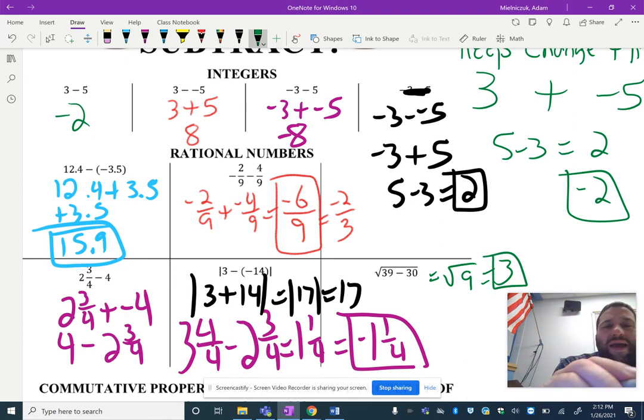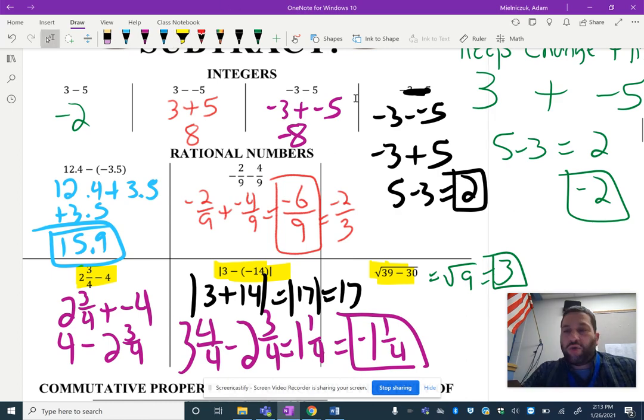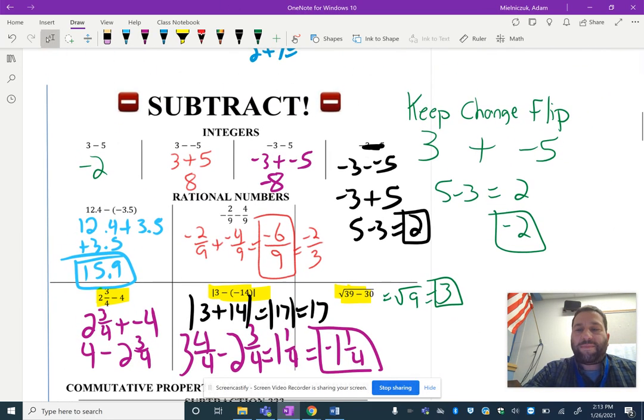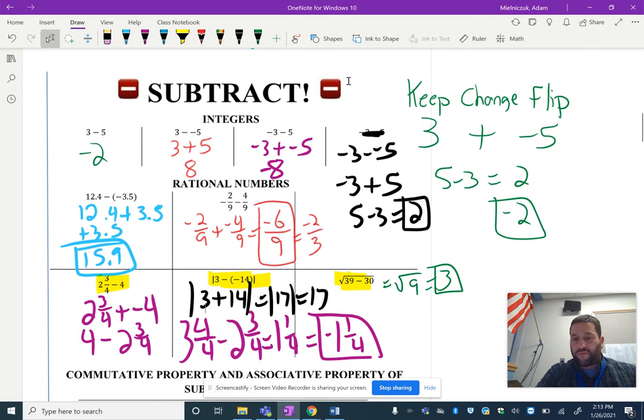So looking back, maybe this one we shouldn't have done yet, and actually these last 3, they were a challenge, okay? What you need to remember from this, though, is what we set up top, okay? The keep, change, flip. That is important for us for subtraction.